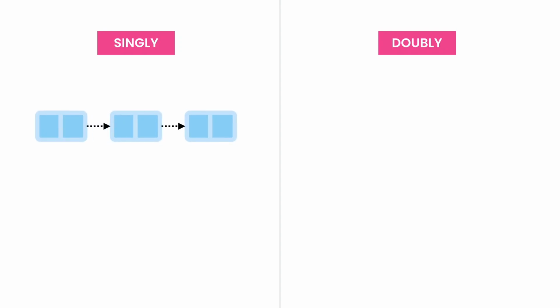We have two types of linked lists, singly and doubly. Singly linked lists are what you have seen so far. Every node has a reference or a pointer to the next node. In doubly linked lists, each node also has a reference to its previous node. Now, what is the benefit of this?